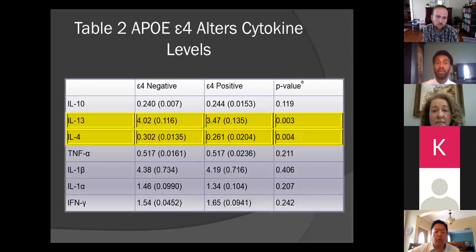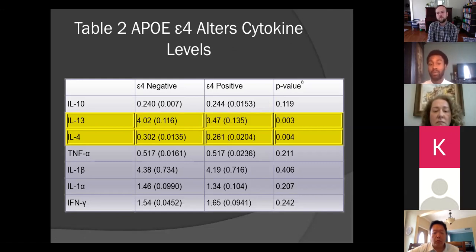And moving to table 2, this is showing you the cytokines that get altered when it comes to the APOE epsilon 4 positive and negative patients. And I want you to focus more on the IL-13 and the IL-4. You can see how the APOE epsilon 4 negative was 4.02 in the IL-13 compared to the APOE epsilon 4 positive patients. And you can see how this is significant.